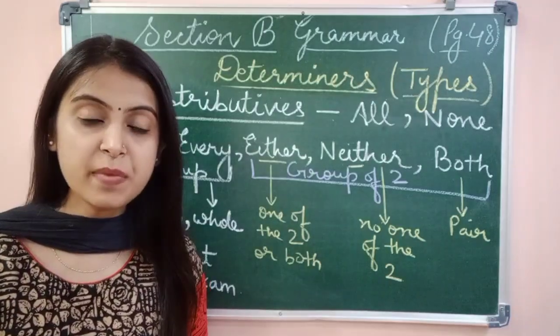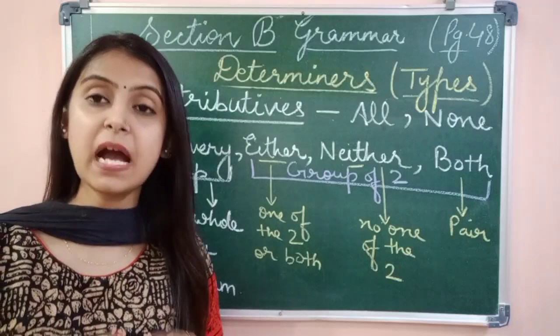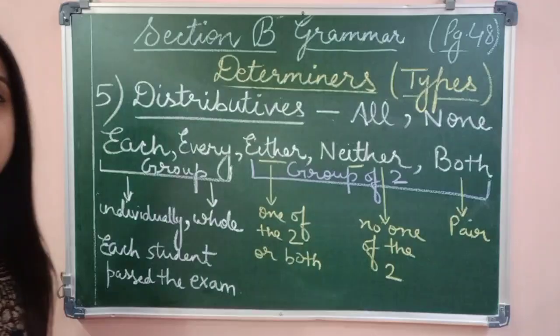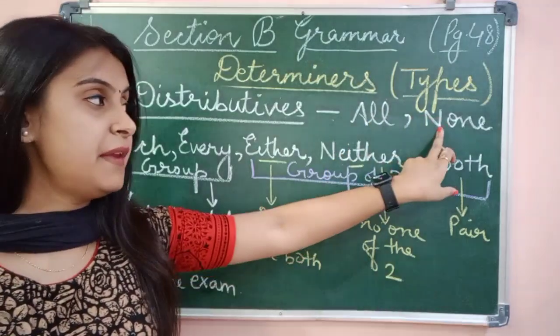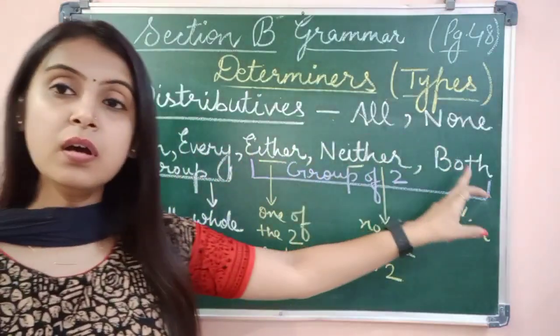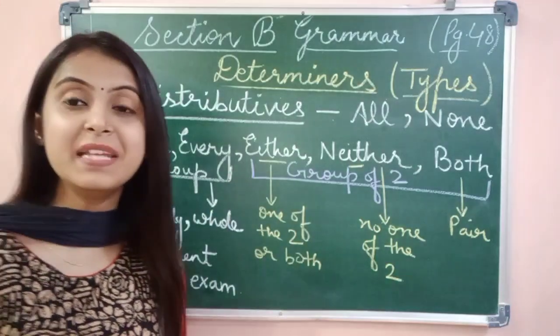Distributives are the determiners that indicate one person or one thing out of the whole class or group. Now, the common distributives that we are going to learn are all, none, each, every, either, neither, and both. Now we'll talk about each of them in detail.